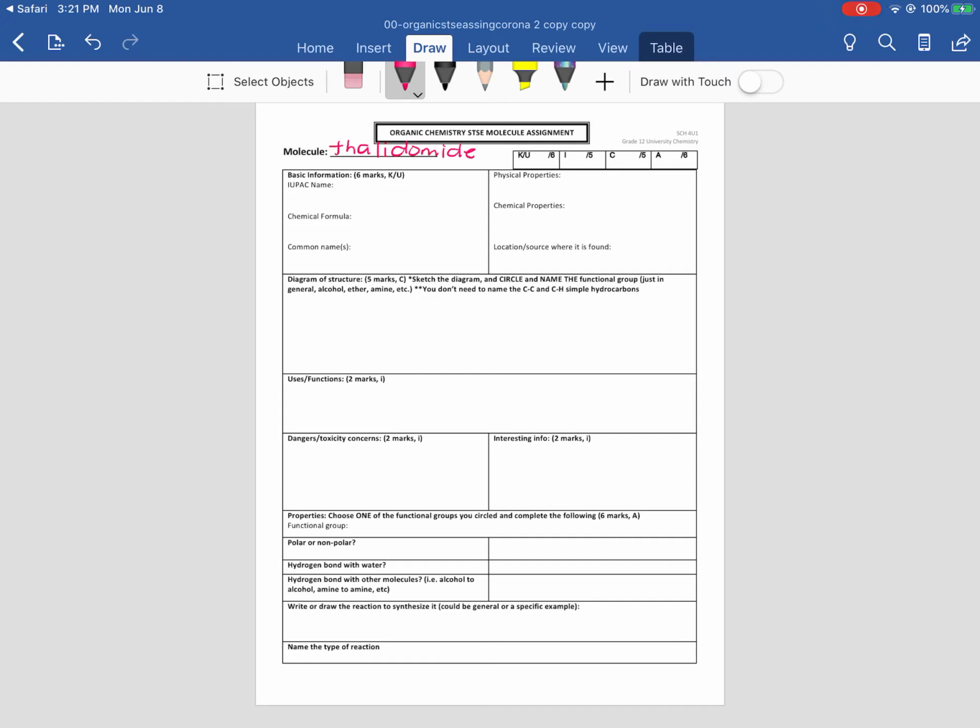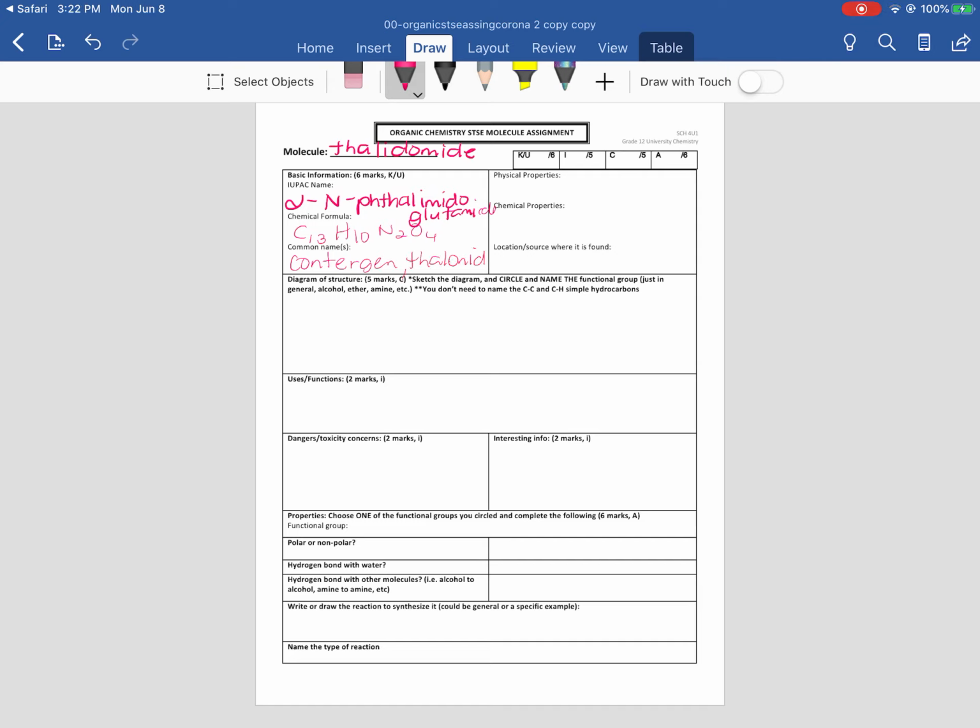The IUPAC name or the scientific name is going to be something really wacky. Here's mine, so just write it out. I can't even fit it. Super long. The chemical formula, you can totally use Wikipedia, that's fine. The common names: if you have a drug, it's often a different name for the drug, and that's fine.